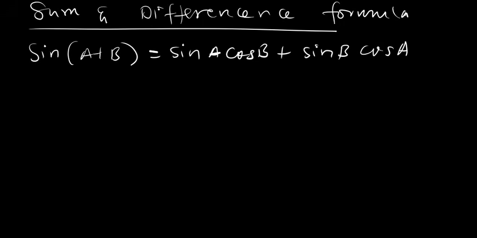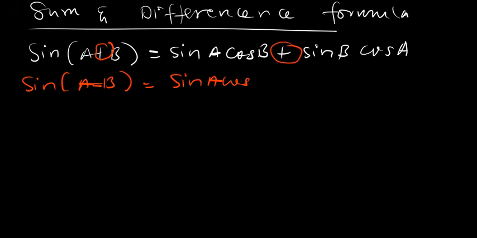So you should pay attention on these signs. This is plus, and I've used plus here. If I go to sine A minus B, this is now minus. It will be the same thing. The only thing that is going to change is just minus. So I'll have sine A cos B minus sine B cos A. That's simple, not so?